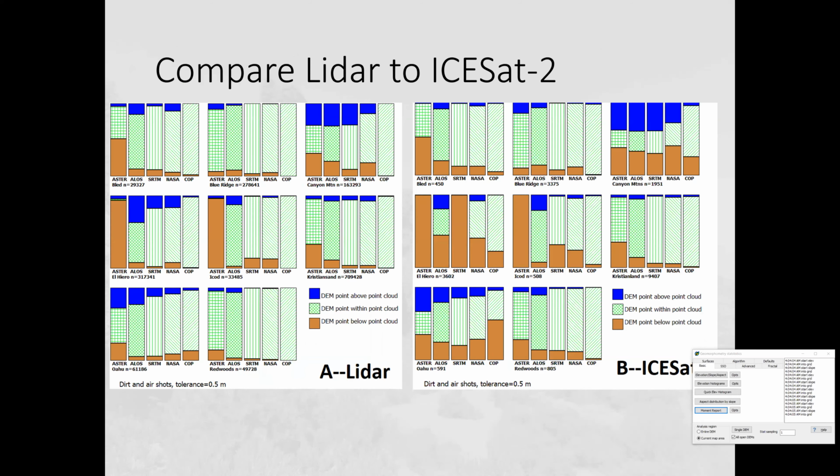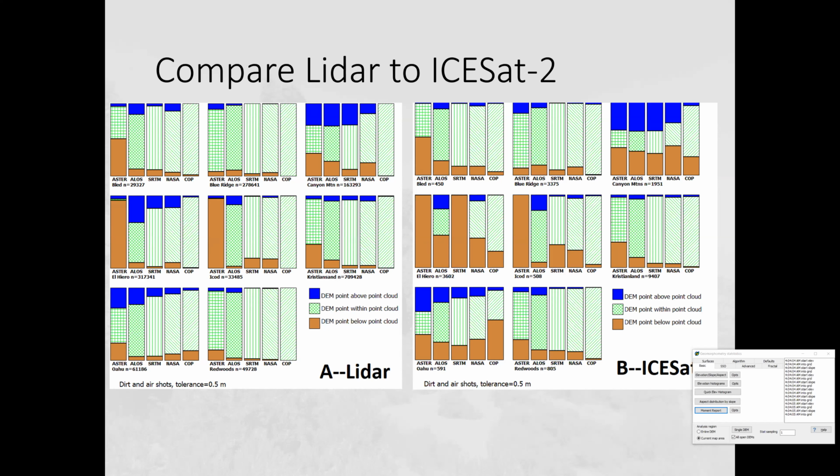Now, this is probably the most interesting. We compare the LiDAR to the ICESat-2. So on the left, we have the LiDAR, on the right, the ICESat-2. The areas are all in the same place. And again, you want to be the green and minimize the brown and the blue. And you see there is a reasonable correlation between the two. But in general, ICESat-2 has more both high and low shots.